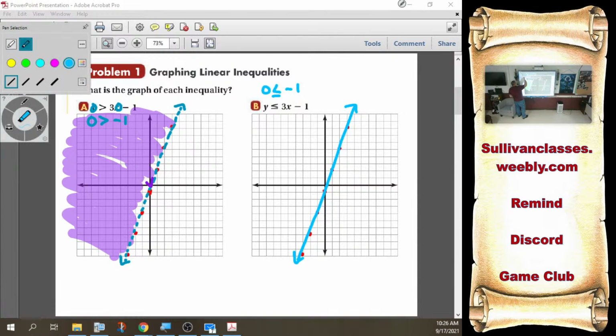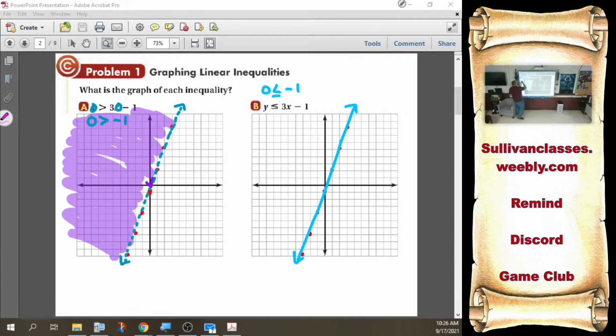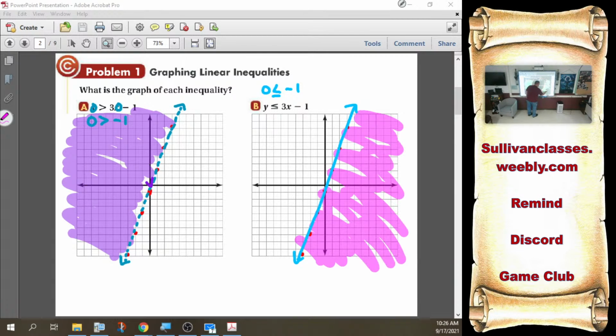So I can say 0 is not a solution, so if 0 is not a solution, nowhere over there is a solution. Shade the other side. Or just read what it says. Y is less than or equal to the line. So go less than the line. Okay?